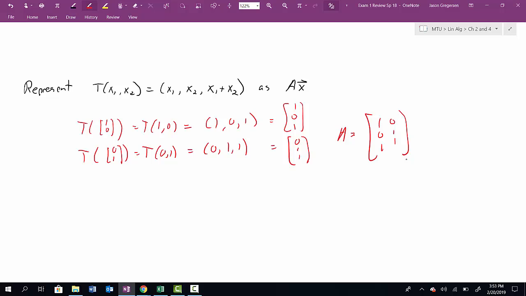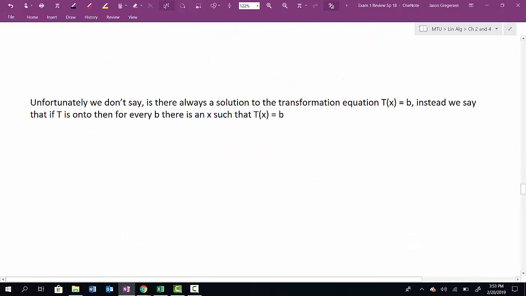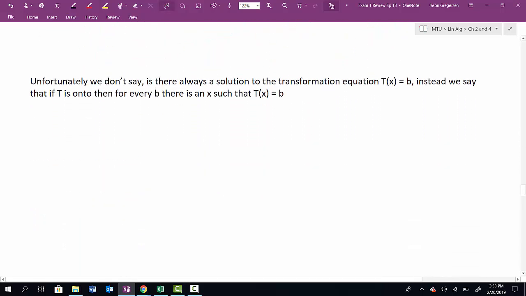All right, then we had a whole new language for transformations. Unfortunately, we don't say, is there always a solution to the transformation equation? That's not really what we say. Instead we say that the transformation is onto if for every b there is an x such that T of x is equal to b. So onto is really the same thing as saying there's at least one solution for every b. It's the same thing as saying there will always be at least one solution.